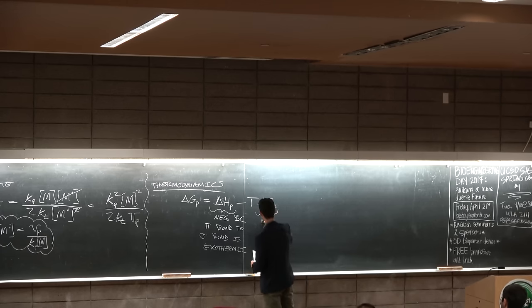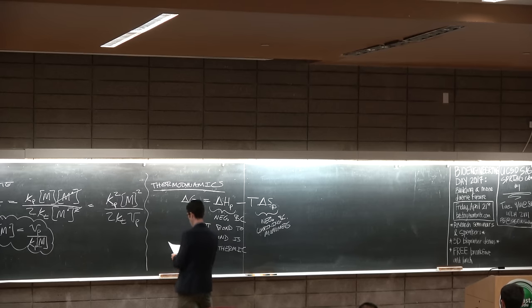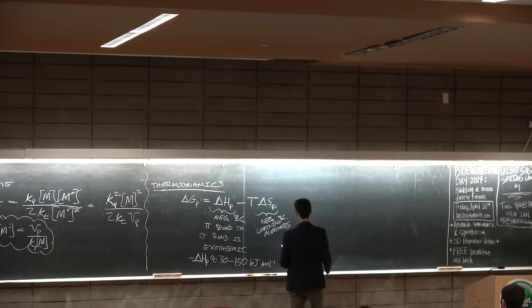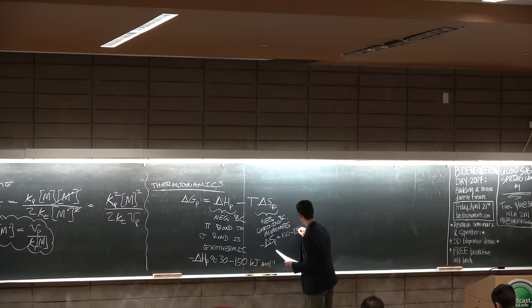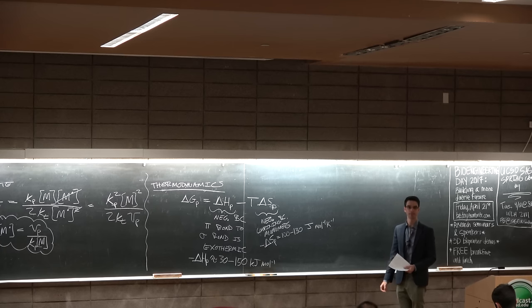Delta S of polymerization, however, is negative because we are confining the monomers to the chain. So negative delta H might have a value of between 30 and 150 kilojoules per mole. And negative delta S of polymerization might have values of, say, 100 to 130 joules per mole per Kelvin.